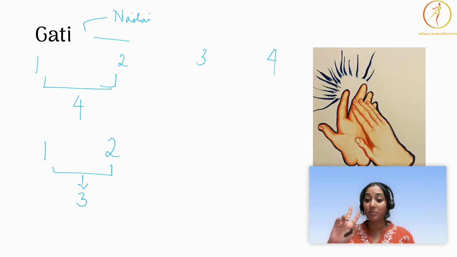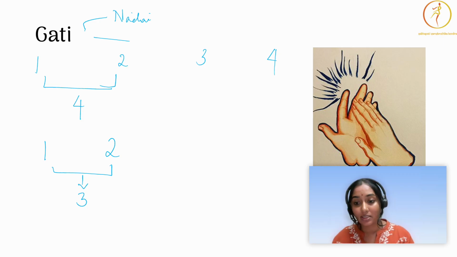It is the time gap between two beats, or the number of subdivisions between two beats, that is called a gati. I'm just trying to read out the definition. Gati or nadai in the tala system refers to the subdivision of each beat within a rhythmic cycle, determining the number of pulses per beat.